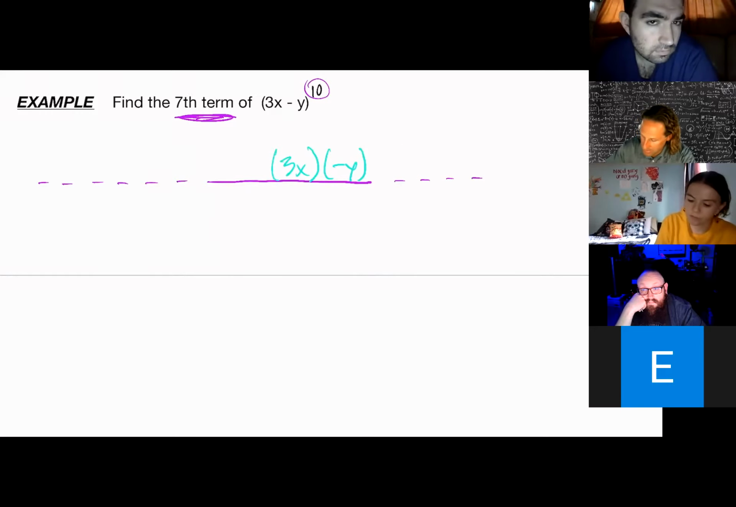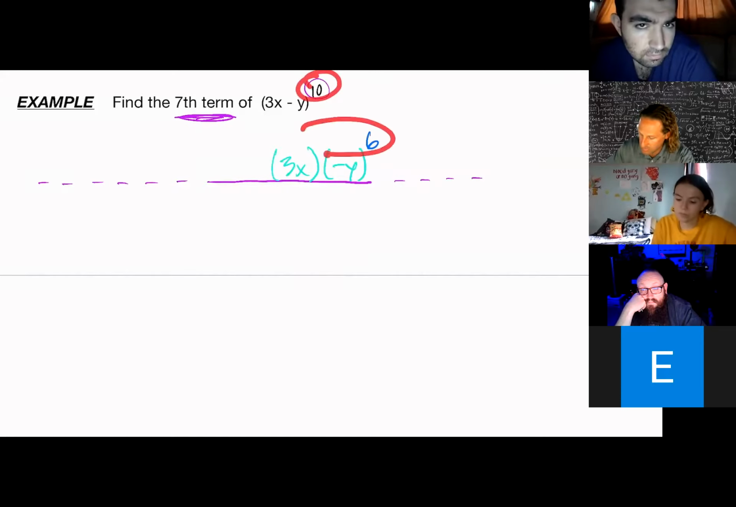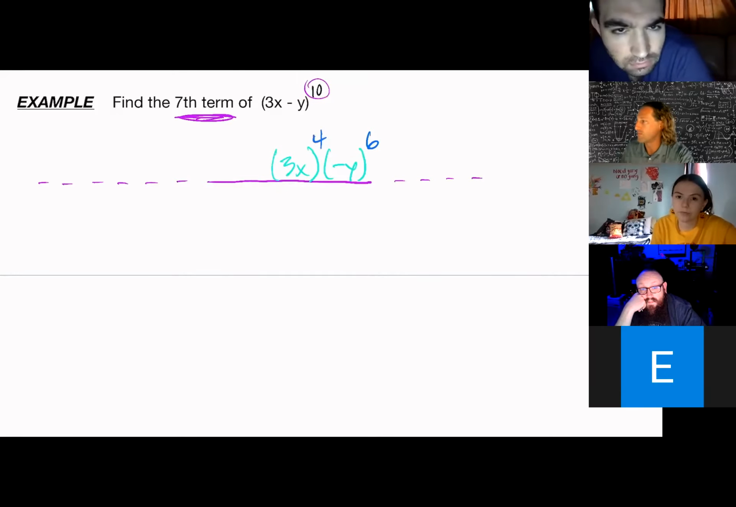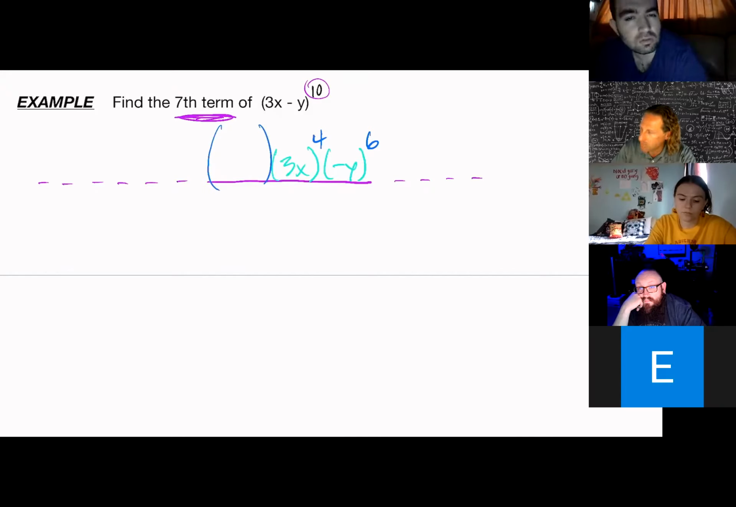And once I know that that is a 6, then to his point earlier, he knows the sum of my exponents is the same as my original exponent. So we know the other one is actually a 4. And once we know those two things, how do we use the binomial theorem to come up with the coefficient? You guys remember? 10 factorial over the 4 and the 6 factorial. Very good. It's that easy.